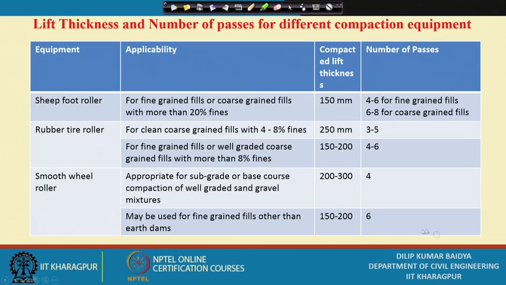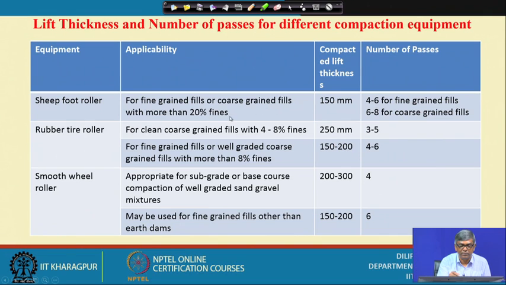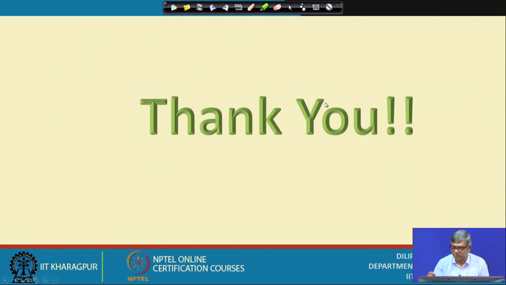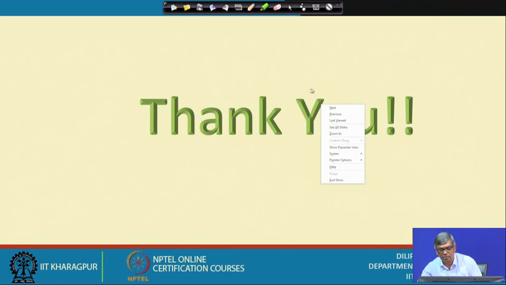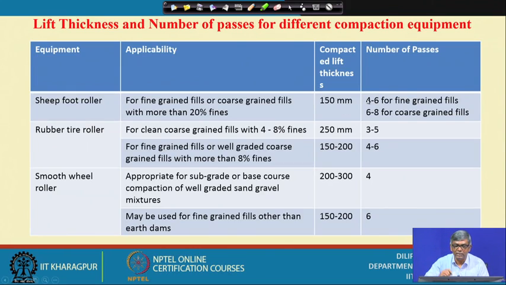Then this is the sheep foot roller. It is applicable for fine grained soils or coarse grained soils with more than 20% fines, and the compacted lift thickness is also given. The compacted lift thickness is 150 millimeter, with 4 to 6 passes for fine grained soil, and 6 to 8 passes for coarse grained soil.